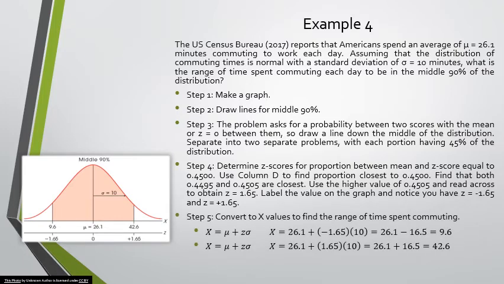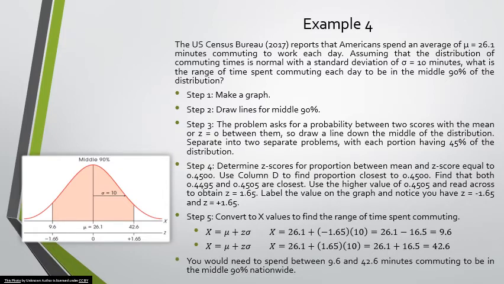Now, in order to find the x values, or the minutes commuting, which was our original question, we have to use the x equation. Again, we know the mean, we know the z-score and standard deviation. So for the first row, I put in a z-score of negative 1.65, and that gave me 9.6 minutes commuting. And then for the second score on the far right of the range, I put in a z-score of positive 1.65, and that gave me 42.6 minutes commuting.